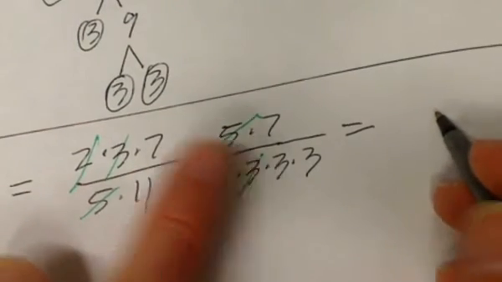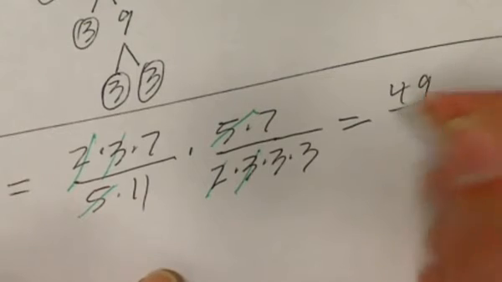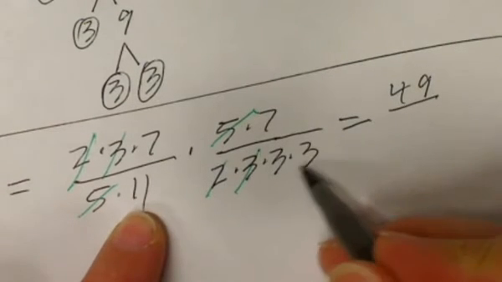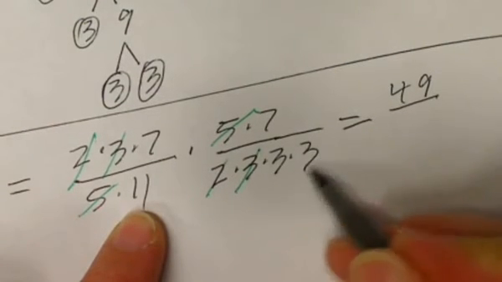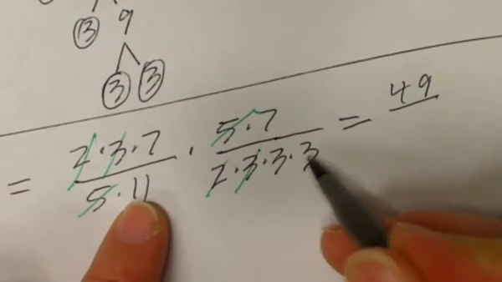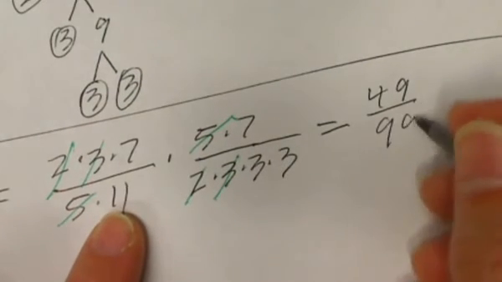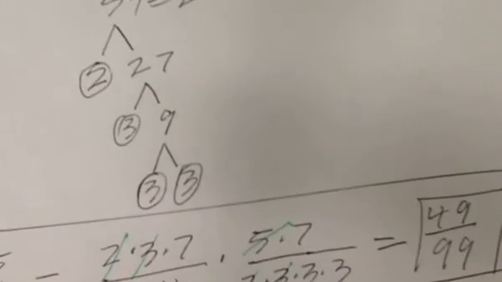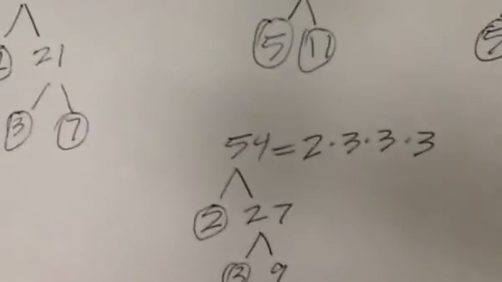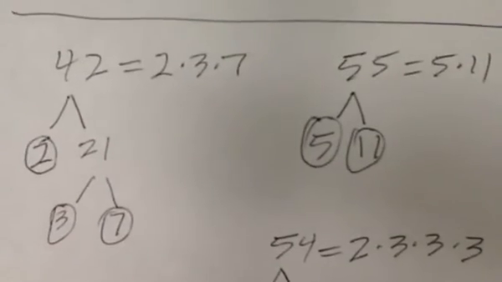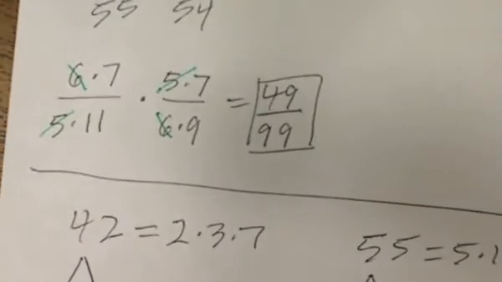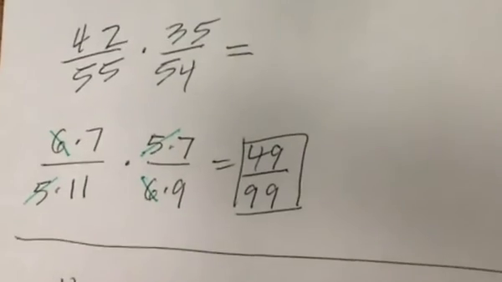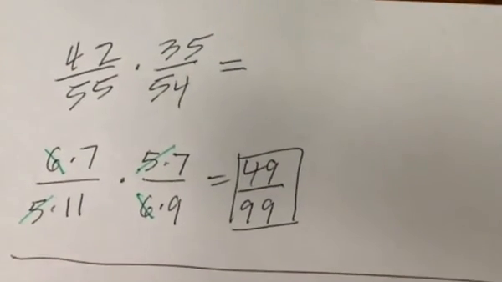Multiplication, 7 times 7 is 49 over 11 times 3 times 3. 3 times 3 is 9. 11 times 9 is 99. There's the answer we got a while ago. This time it took us a little longer because I demonstrated a procedure for you to use if you're not comfortable with your multiplication tables. But that shows how canceling works. It is a very good shortcut procedure for multiplying fractions.